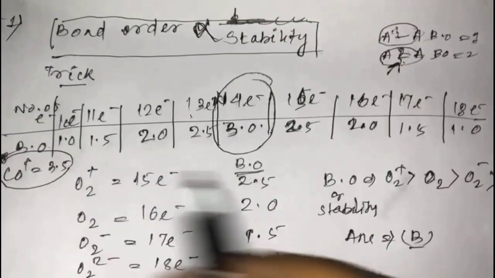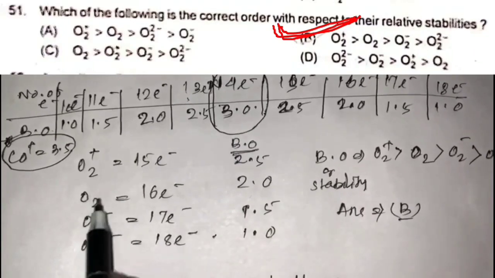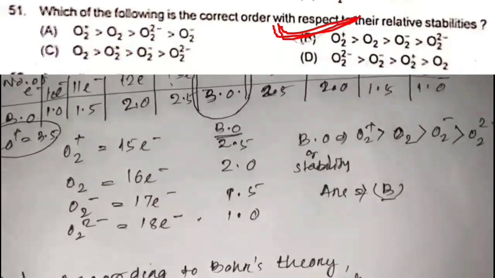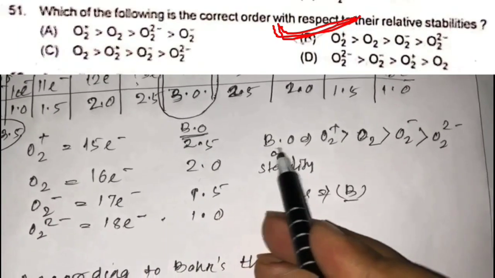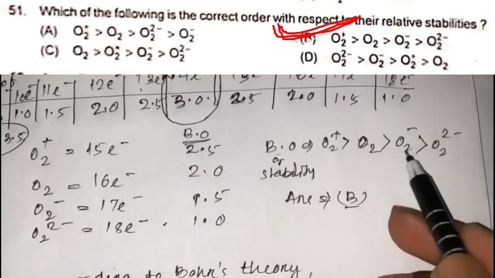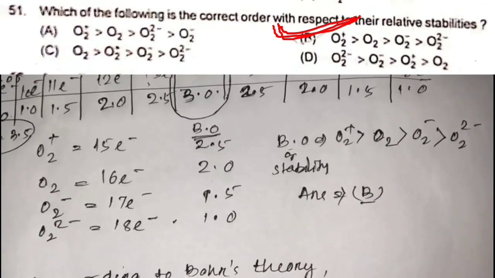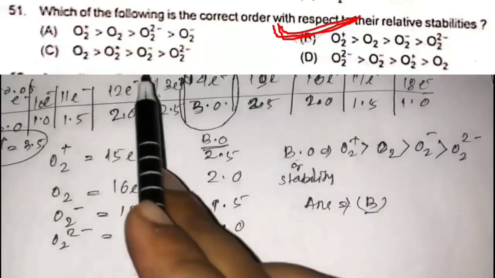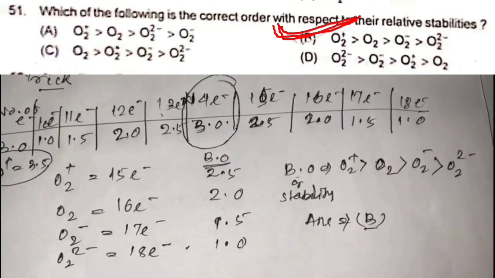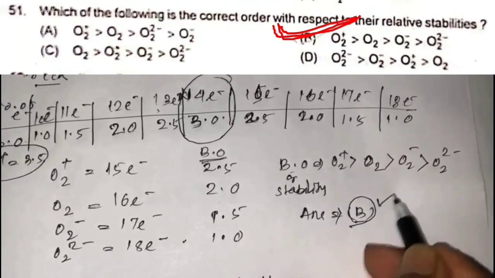Okay, so in this question they have asked you the bond stability. First, use this trick and calculate all the bond orders. You will see the bond order of O2 plus is greater than O2, which is greater than O2 minus, which in turn is greater than O2 2 minus. Okay, so bond order is directly proportional to stability. So the correct answer for this question 51 will be answer number B.